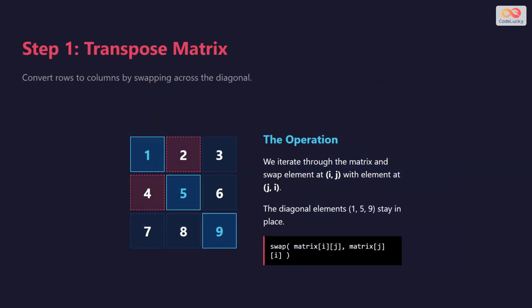Step 1 is transposing the matrix. This means we convert the rows into columns. We do this by iterating through the matrix and swapping the element at index i, j with the element at index j, i. Notice that the elements on the main diagonal, like 1, 5, and 9, stay exactly where they are.